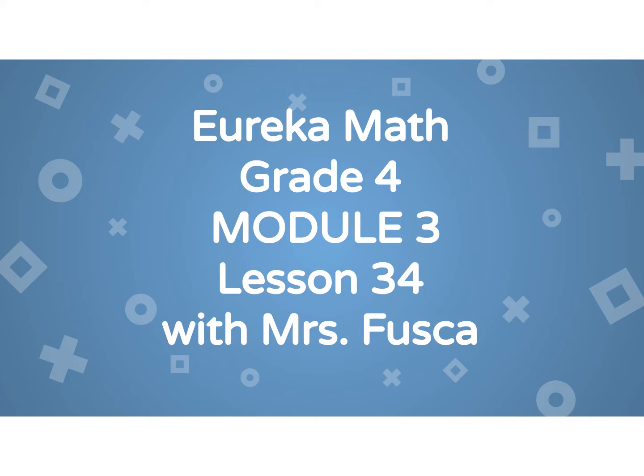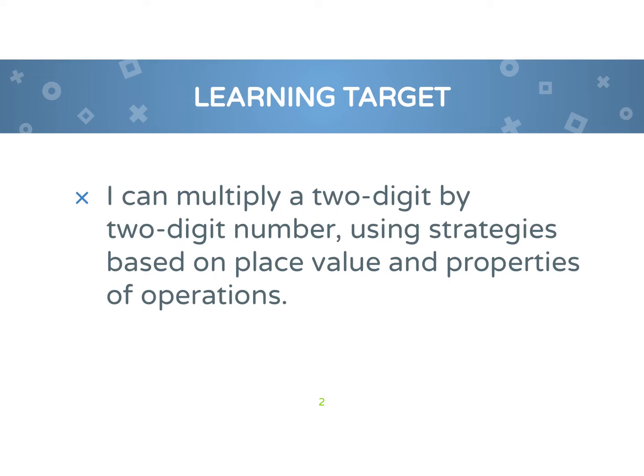Okay, today we're going to be doing Module 3, Lesson 34. Our learning target today is I can multiply a two-digit number by a two-digit number using strategies based on place value and properties of operation. So we're going to be talking about associative property today and distributive property.